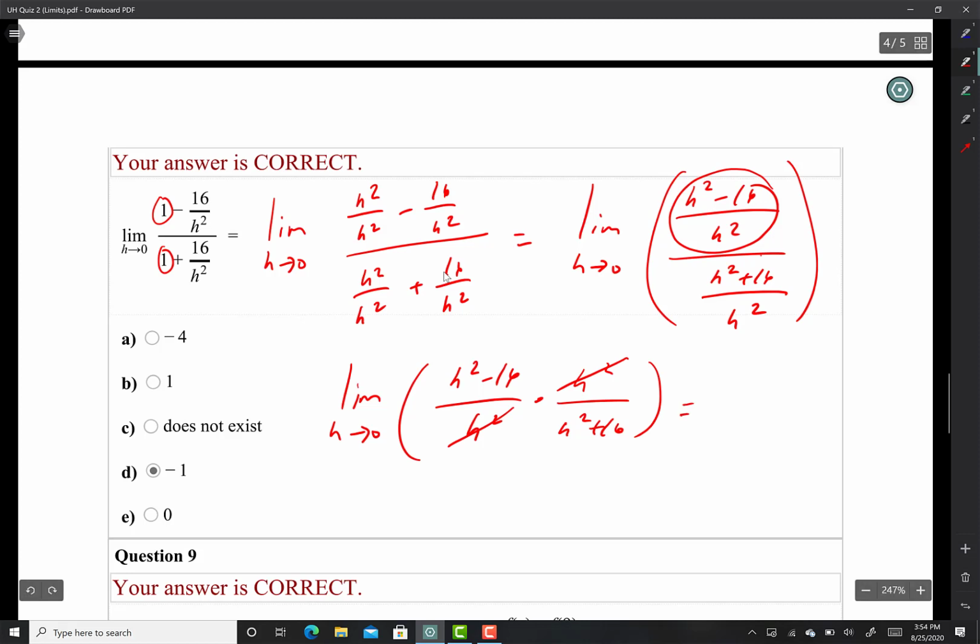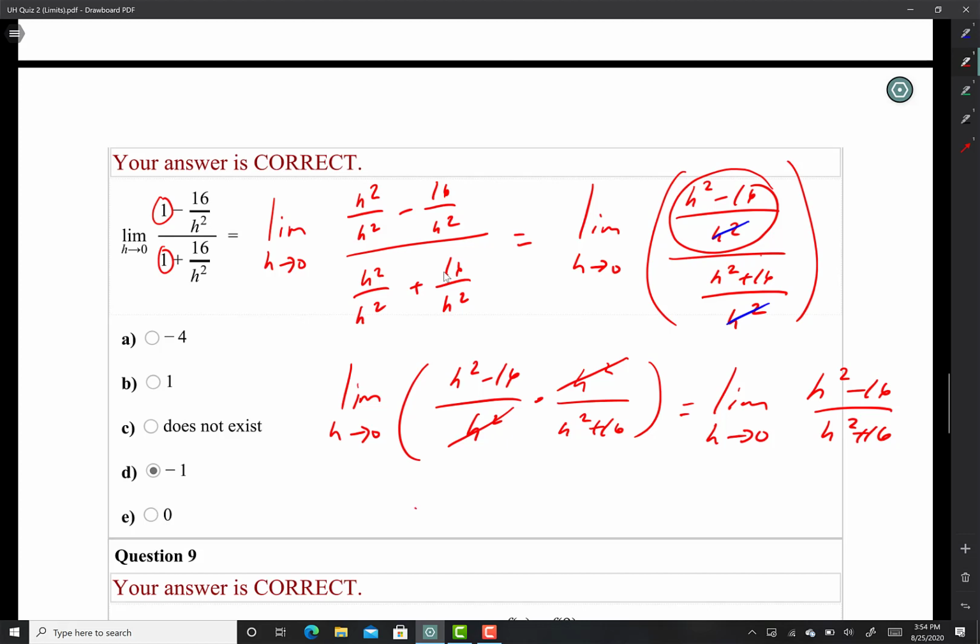And now I just have, and I'm still writing the word limit because I haven't evaluated anything, limit of h squared minus 16 over h squared plus 16. And maybe I'm being extra. Maybe you could have seen right here that the h squareds canceled out anyways, and you would have had h squared minus 16 over h squared plus 16. So, to each their own, whatever you think is necessary.